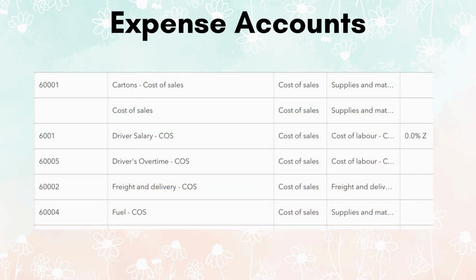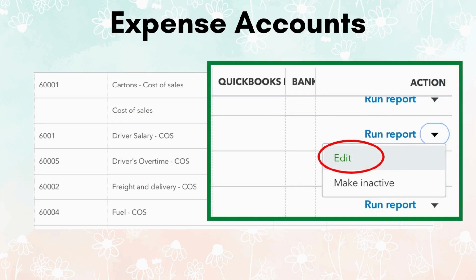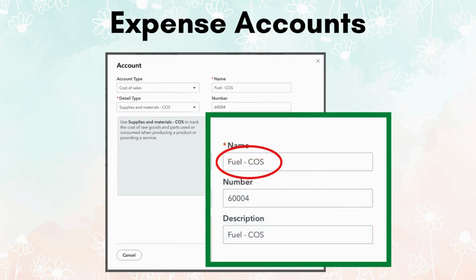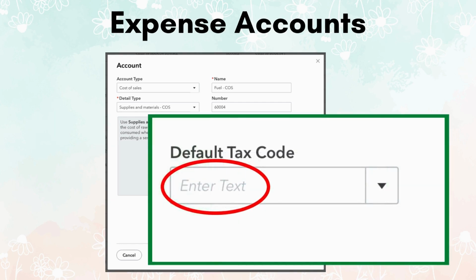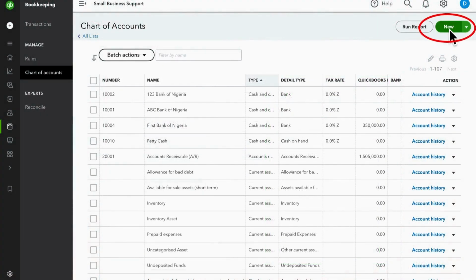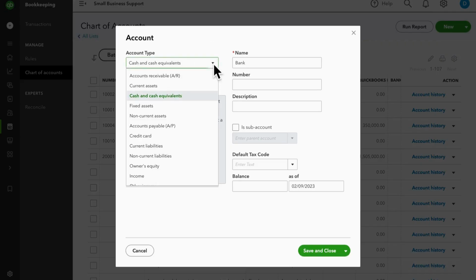Now, let's look at how to create a cost of sale account. Again, you can edit one of the default cost of sale accounts that come on QuickBooks to serve your purpose by updating the detail type, changing the name and description, and entering an account number if you have set up your chart of accounts to use account numbers. You may leave the tax code field blank or enter a suitable tax code. To create a cost of sale expense account, click on New. For account type, select Cost of Sales.